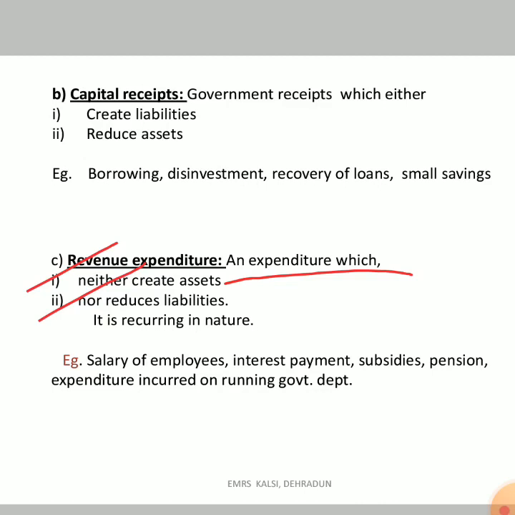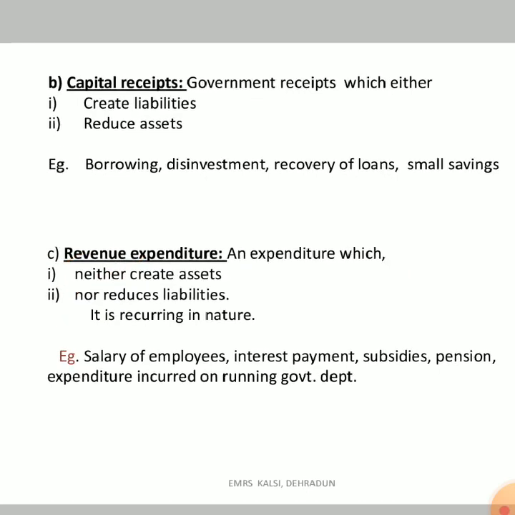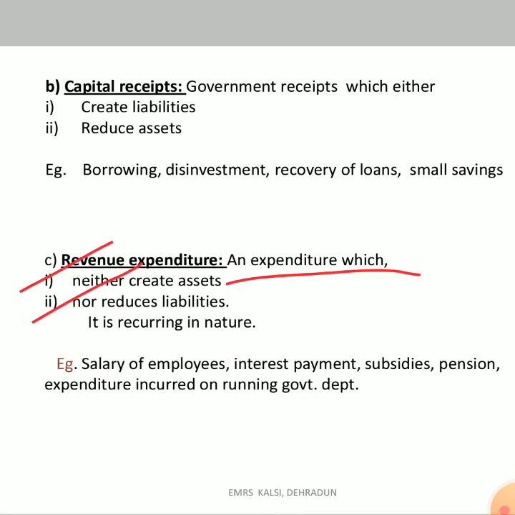So neither, when the government is spending money, is it spending money to create an asset first. Second, nor are the liabilities being reduced through that expenditure. So whenever these two things happen, that the government is spending money but that money is not creating any asset and nor reducing the liability, then that expenditure will be counted in the revenue expenditure.